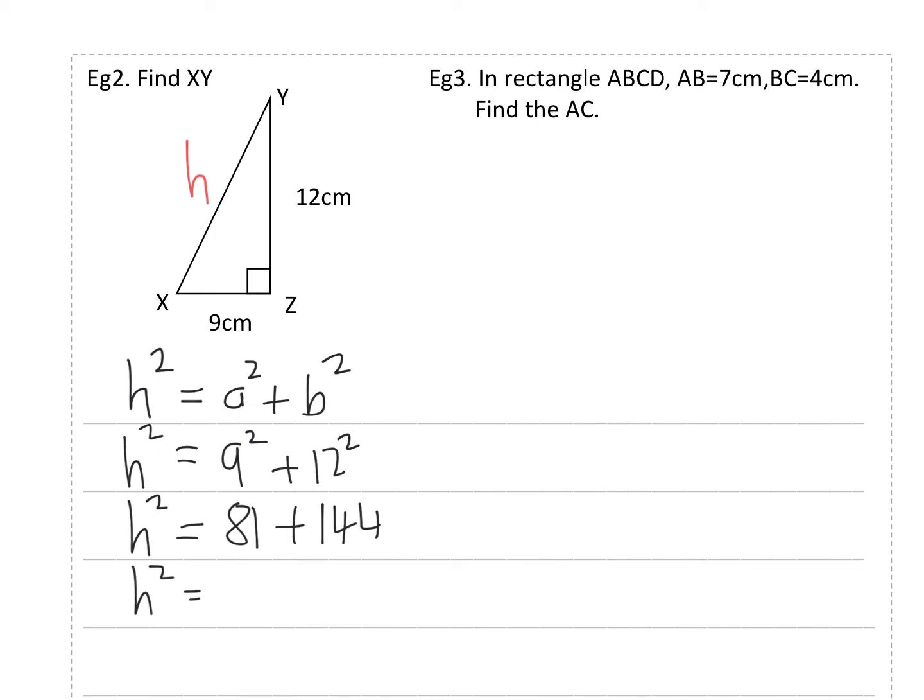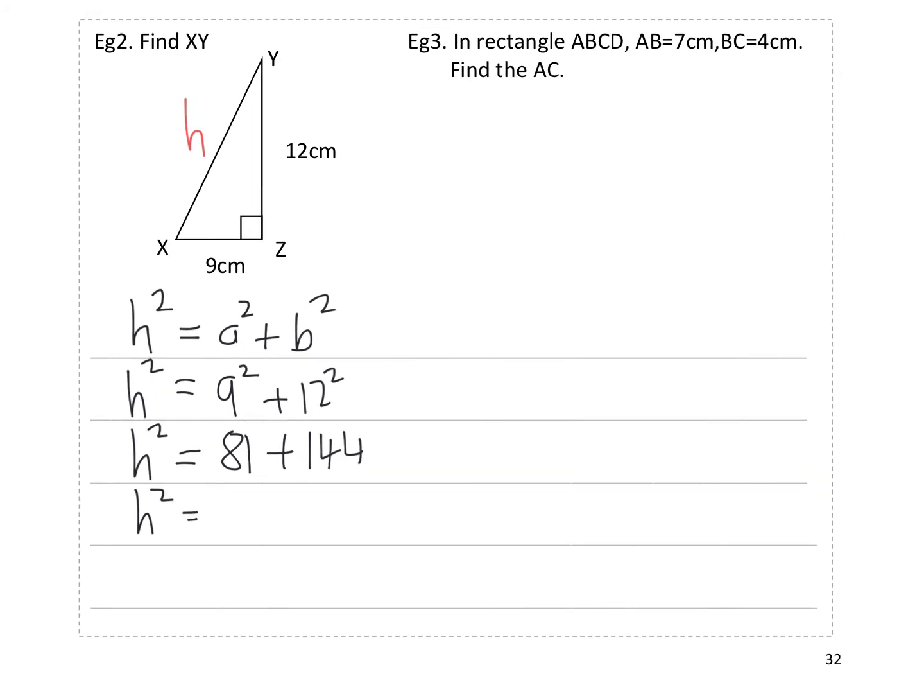And then that will give you 225. The hypotenuse then, if you know what h squared is, to get h on its own, you've got to reverse the squaring process, which is to find the square root. So we square root 225 and we get 15. And the units are centimetres.